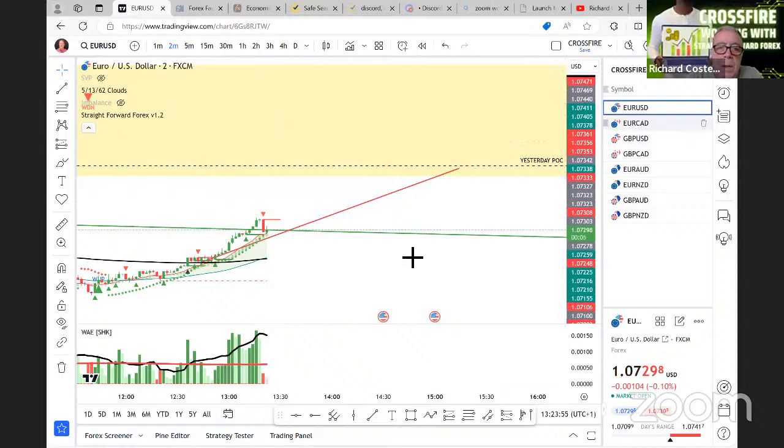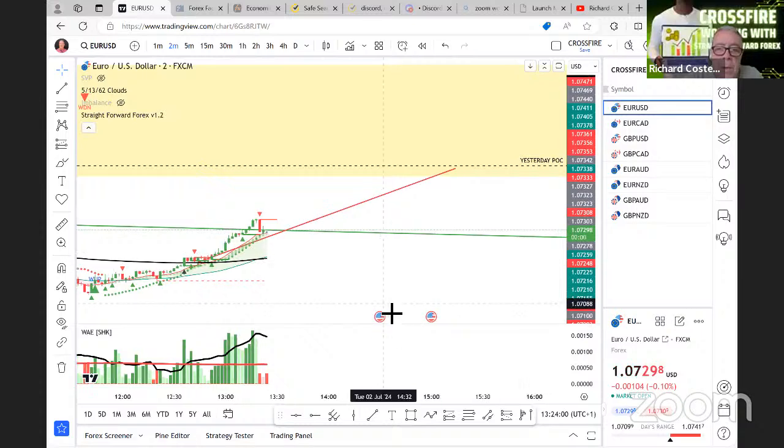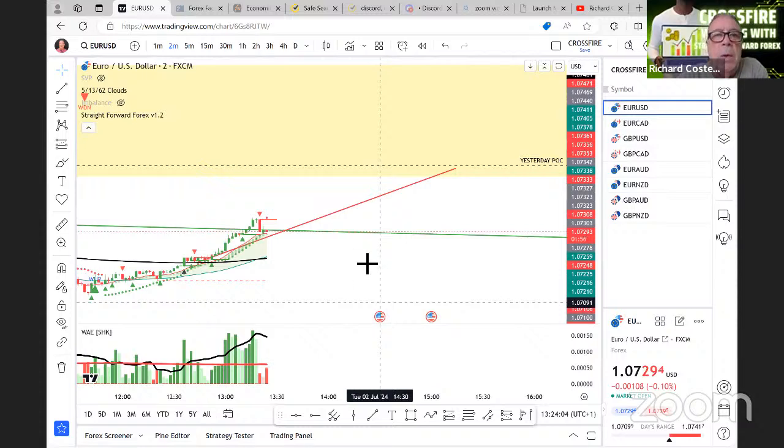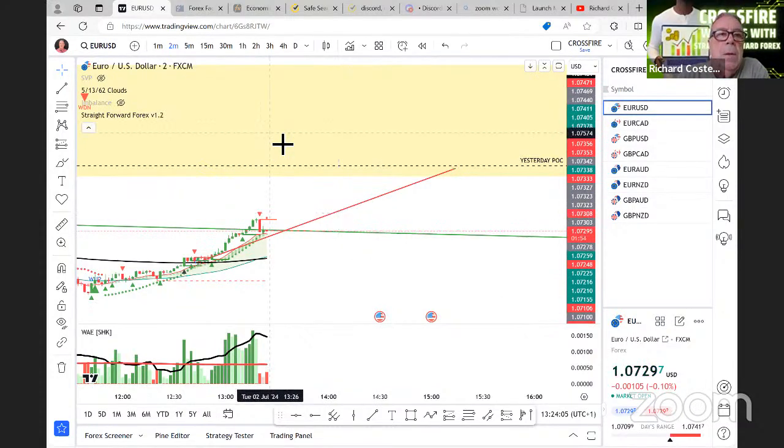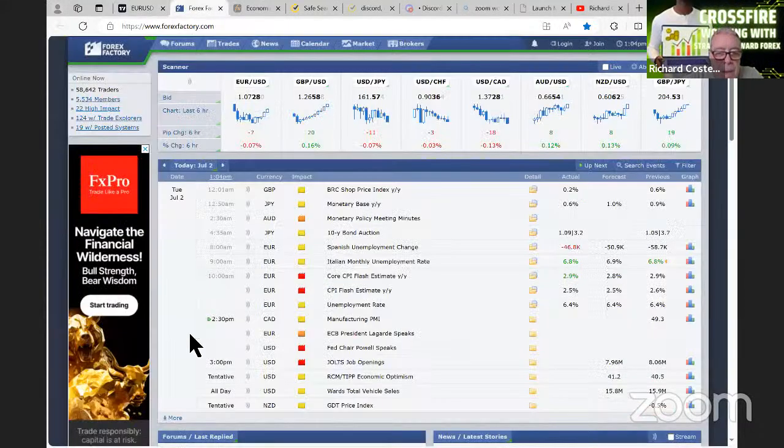I need to point out that this icon here is letting me know that at 2:30 there is some news. So I'm going to look at a couple of sources of news. I should have done this before I started, but I'm looking here. We're now at 24 minutes past 1. So the next news is at 2:30.